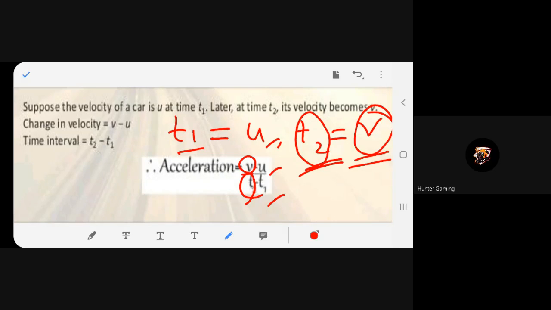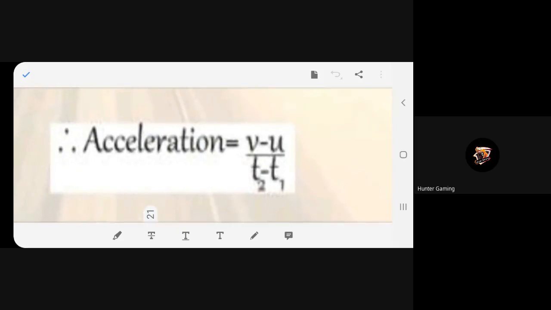How have we done that? Final velocity is v, initial velocity is u, so v minus u. Final time is t2, initial time is t1, so t2 minus t1. This is how you have to remember. This is the formula: the final velocity, the initial velocity, the final time, and the initial time.